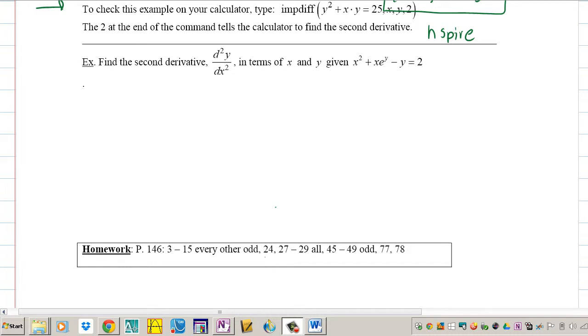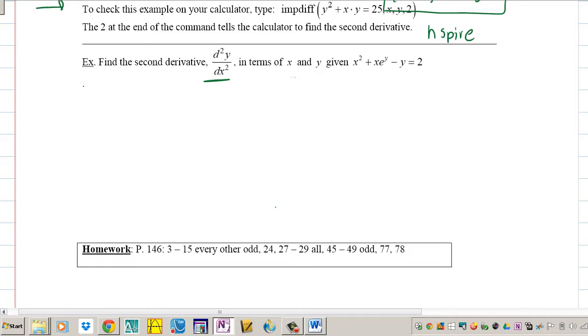Hey guys, so I'm going to go ahead and finish off the last question in this lesson in a separate video, because this one might be a little bit lengthier. I don't remember how long this could be, but let's just give it a shot. So it says here, find the second derivative.